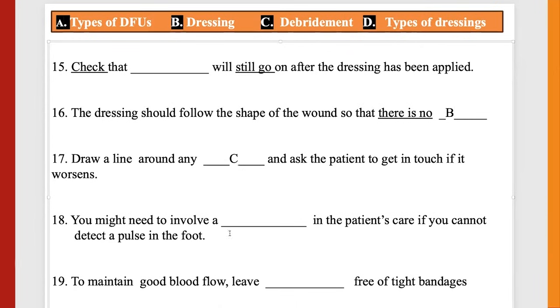Tissue after removal. These are the common sense ones as well. You might need to involve a health professional in the patient's care if you cannot detect a pulse in the foot. Referral, where should it be? When you speak about pulse in the foot, it should be a debridement, right?